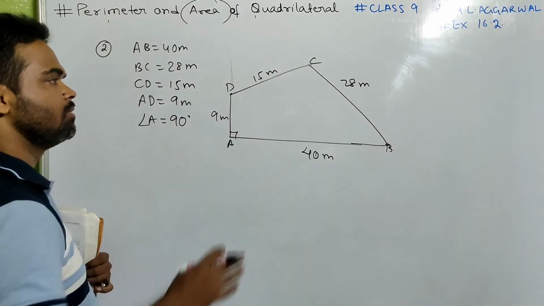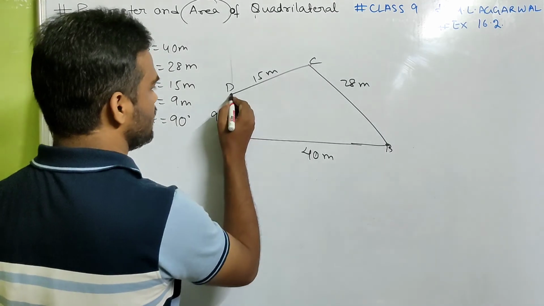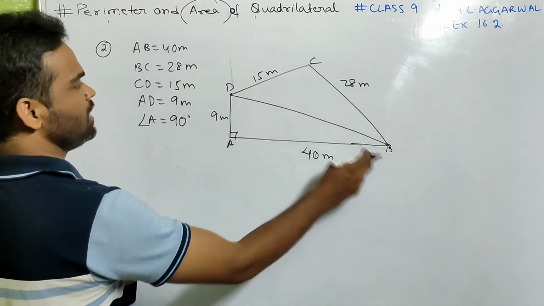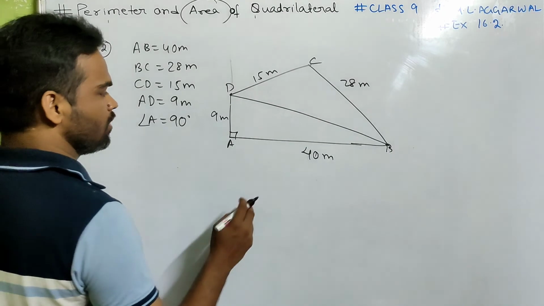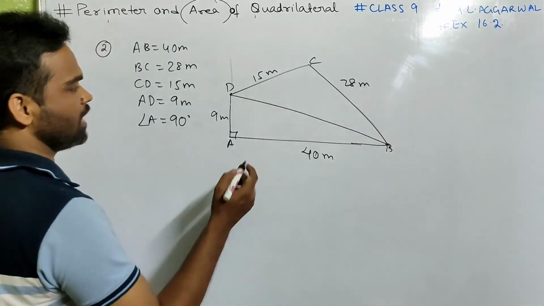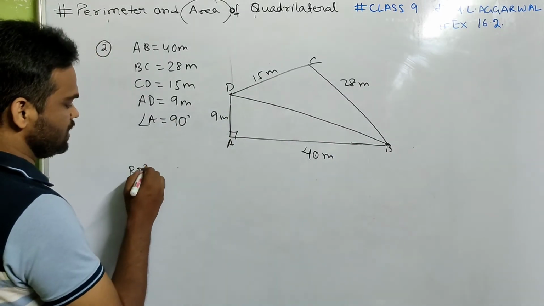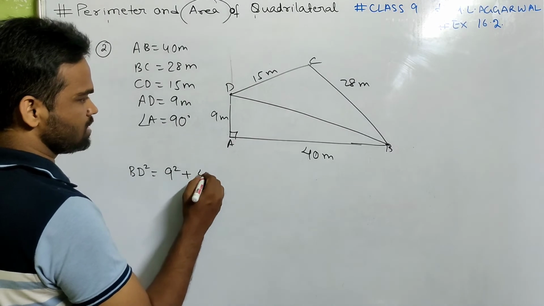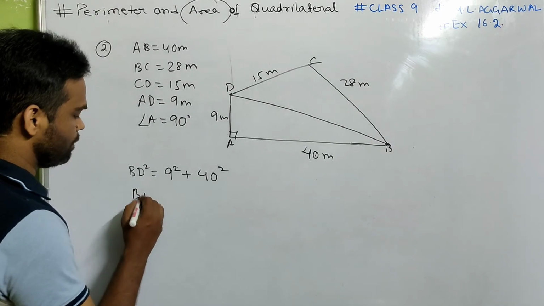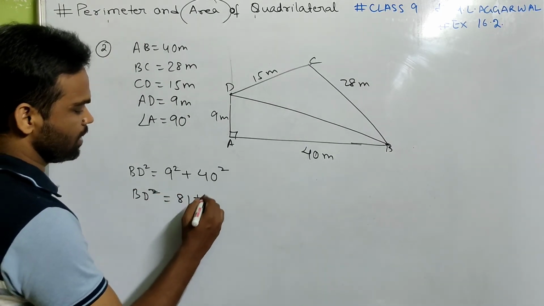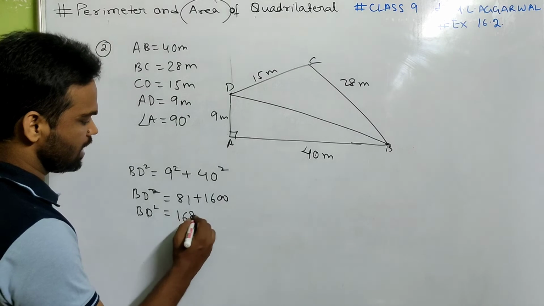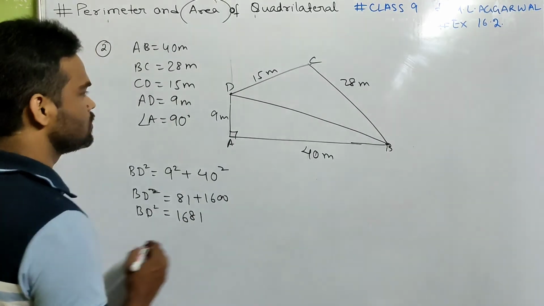Now find the area of this. Look over here. I can divide the entire quadrilateral into two parts, ABD and CBD. If you look carefully, ABD is a right angle triangle. Over there, first of all, find BD, which is the hypotenuse. So BD square, by Pythagoras theorem, is AD square plus AB square. Yes or no? So BD square is 81 plus 1600. So BD square is 1681.